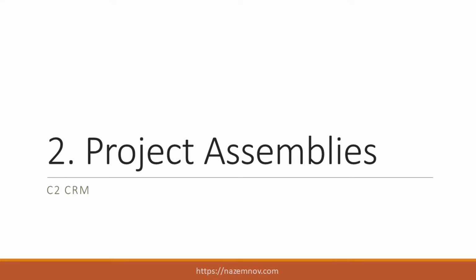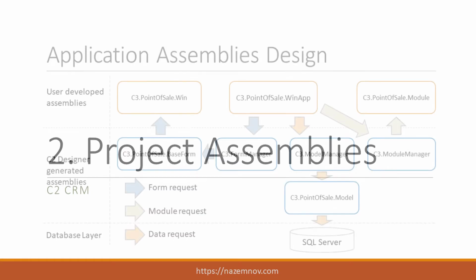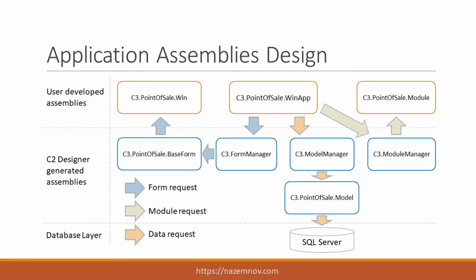In this lesson, we will create an application framework from a set of libraries for further development of an applied business solution. In the architecture of assemblies, the application is divided into two levels: the level of assemblies developed by the user, and the level of assemblies, the classes in which are created using the C2 Designer program.